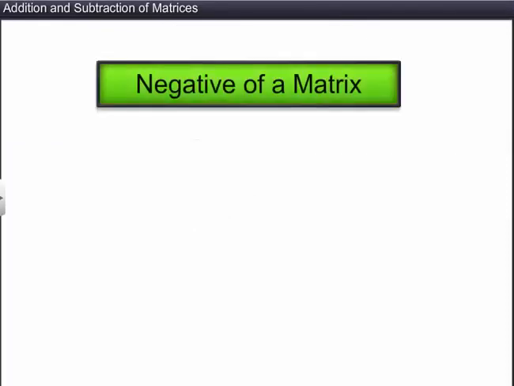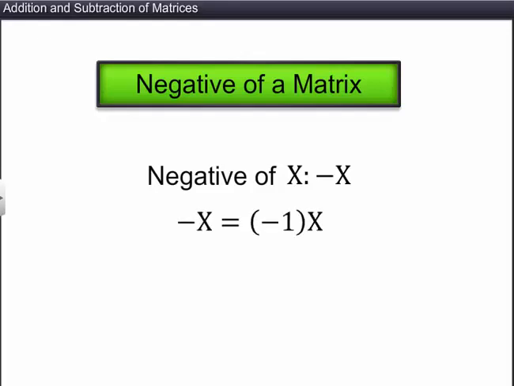Based on the multiplication of a matrix by a scalar, we can define the negative of a matrix. The negative of a matrix X is defined as minus X. The negative of a matrix X is obtained by multiplying it with the scalar minus 1.